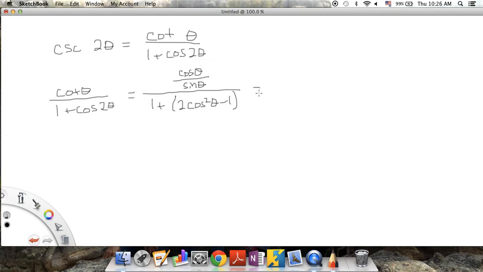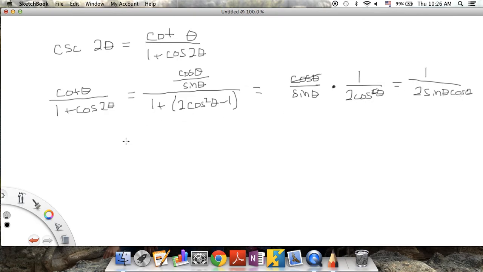So if I simplify this, I have the cosine of theta over the sine of theta times 1 over, and here the 1's cancel, so I'm left with 2 cosine squared theta. Okay, I just took this. Remember, this is divided by this, so that's multiplied by the reciprocal. So now my cosines cancel, so I just have 1 cosine left, and I'm left with 1 over 2 times the sine of theta times the cosine of theta.